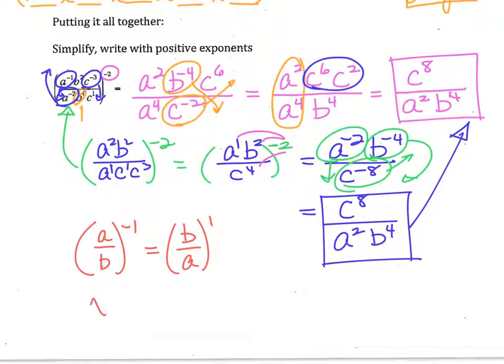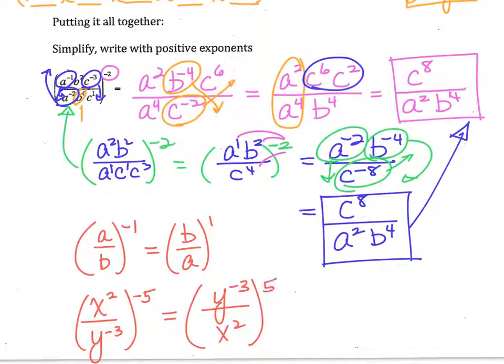So let's say you had x squared over y to the negative 3rd, and it was being raised to the negative 5th power. That's the same thing as y to the negative 3rd over x squared raised to the positive 5. So what did I do? I just flipped those guys over and I changed the exponent into a positive exponent. So a negative exponent on a fraction is just the reciprocal, so it flips over the fraction inside. It doesn't change anything about the exponent, it just flips it over.